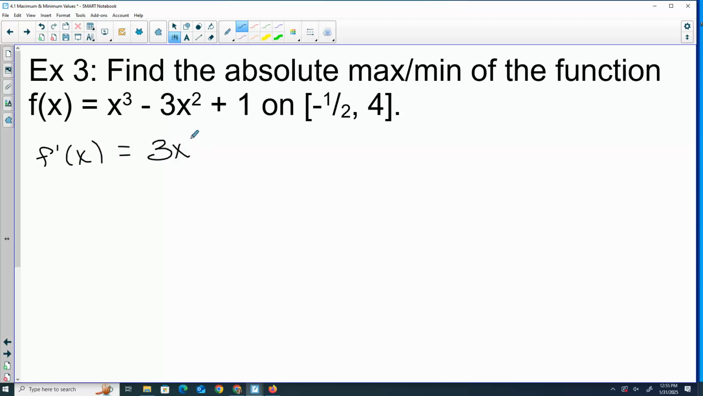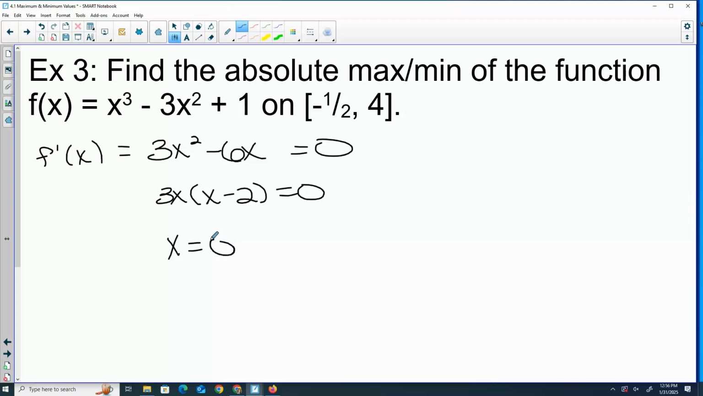It's 3x squared minus 6x, and I need to know when this is 0 or undefined. Is this ever undefined though? No. Okay, so if I set that equal to 0 and factor out 3x, I get 0 and 2. First check: they have to be in the interval. It's possible that they won't be. Are both of those on the particular interval I want?